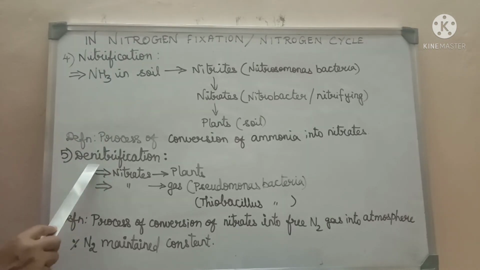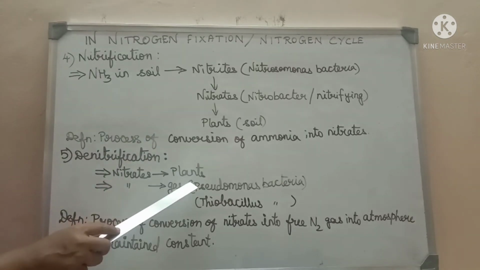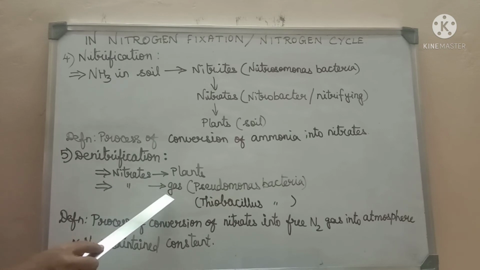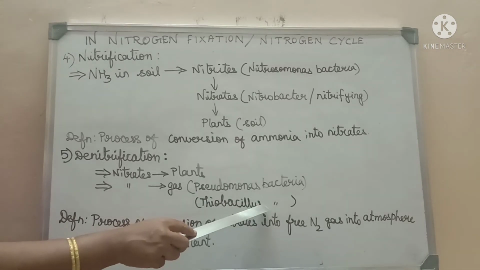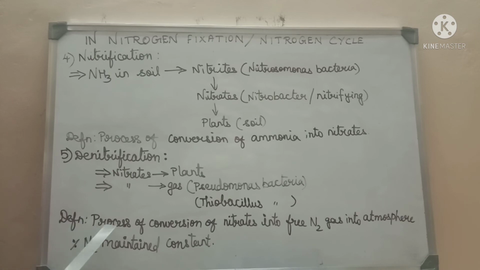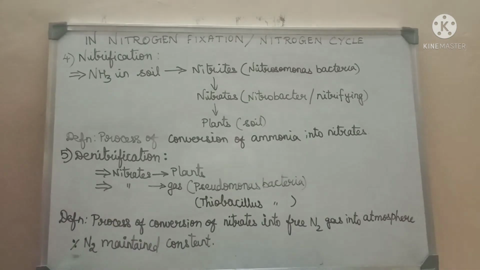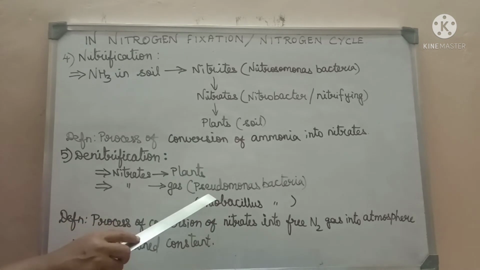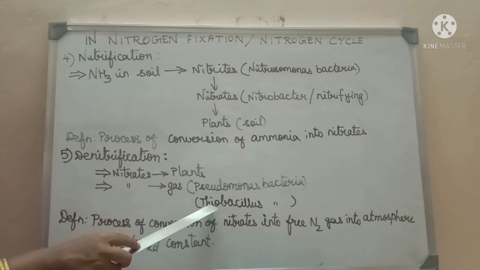The last step is denitrification. You learned that some nitrates are absorbed by the plants, and the remaining nitrates are converted into gaseous form by the action of Pseudomonas bacteria or Thiobacillus bacteria and are provided to the atmosphere. The definition is: the process of conversion of nitrates into free nitrogen gas in the atmosphere is called denitrification. So it is also done by the bacteria named Pseudomonas or Thiobacillus.